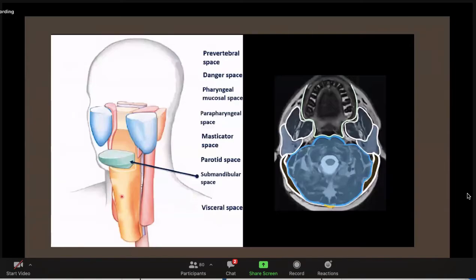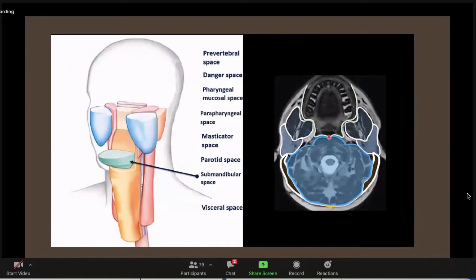The other important space is the danger space, which is behind the pharyngeal mucosal space and the prevertebral space. You will see here in the cross-sectional image as a little space between the pharyngeal mucosal space represented in green and the prevertebral space represented in blue.